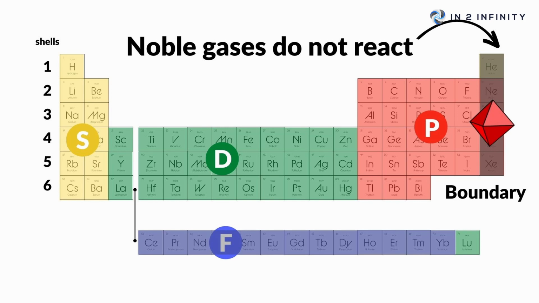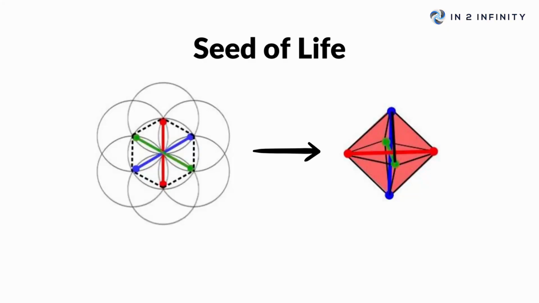These octahedral structures form boundaries where elements try to react with each other within those boundaries, but once they reach the boundary, the structure is completed. Here we see how the octahedron plays a very essential role within the structure of the periodic table, and all that comes out of the seed of life.